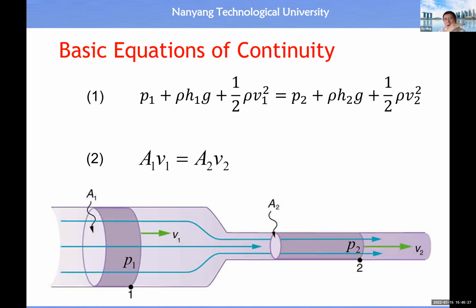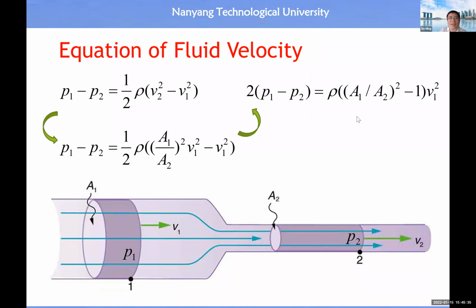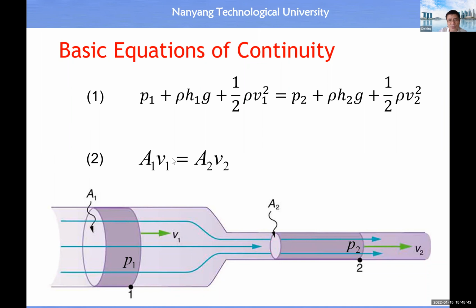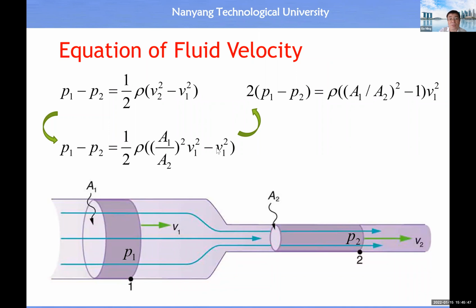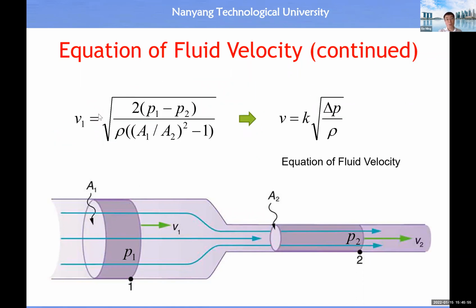Now assume that we observe the fluid system at the same height. Then H1 equals H2, you cancel out these two terms. Then we have this simplified expression. So then we substitute V2 by this result, because V2 is equal to A1 divided by A2 times V1. Then we have a relationship between V1 and the difference in pressure, all right? So V1 and the pressure difference, okay? So then we can calculate V1 as a function of a square root, 2 times the pressure difference divided by this constant, all right?